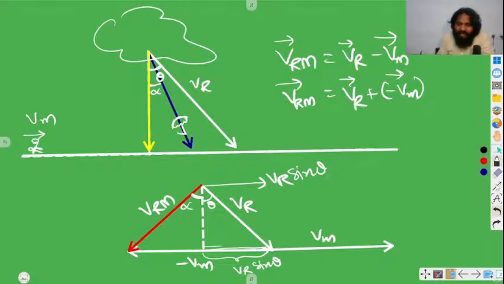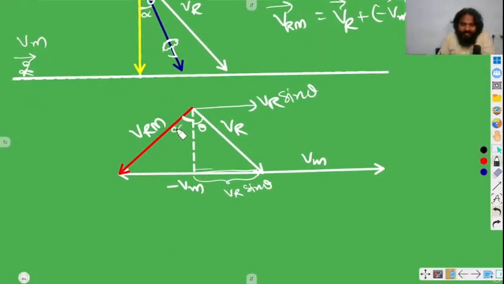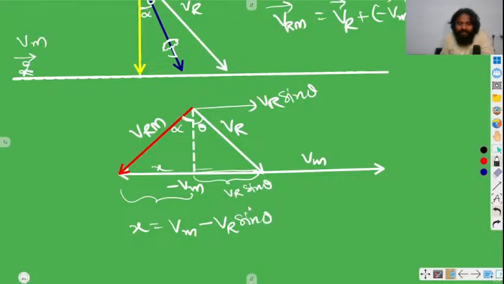With what angle do you have to hold the umbrella? If you want to find out alpha, then from this triangle, tan alpha. Can you guess what this distance is? The total is Vm. This distance x is nothing but Vm minus Vr sin theta. From the total Vm, you subtract this, then you will get this x.